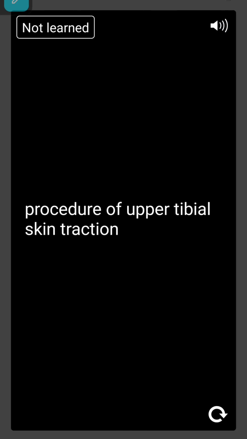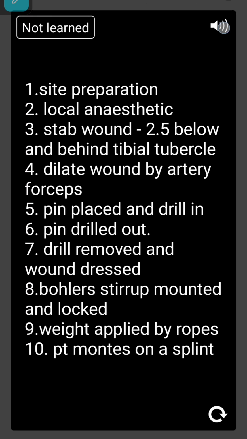Procedure of upper tibial skeletal traction. 1. Site preparation. 2. Local anesthetic. 3. Stab wound 2.5 cm below and behind tibial tubercle. 4. Dilate wound by artery forceps. 5. Pin placed and drilled in. 6. Pin drilled out. 7. Drill removed and wound dressed.